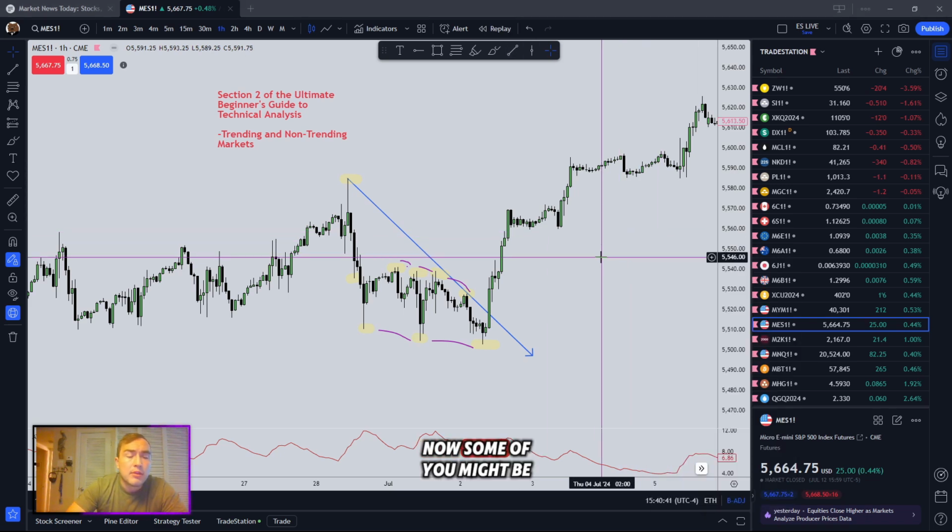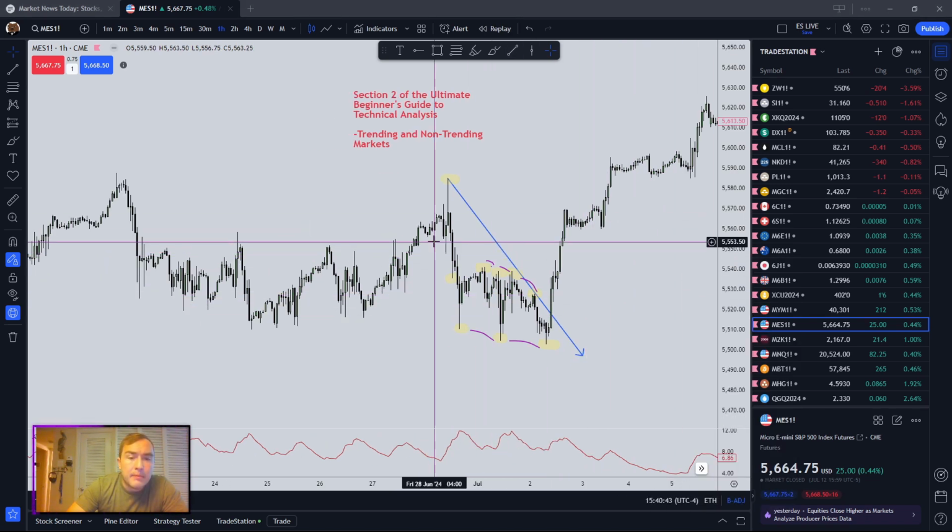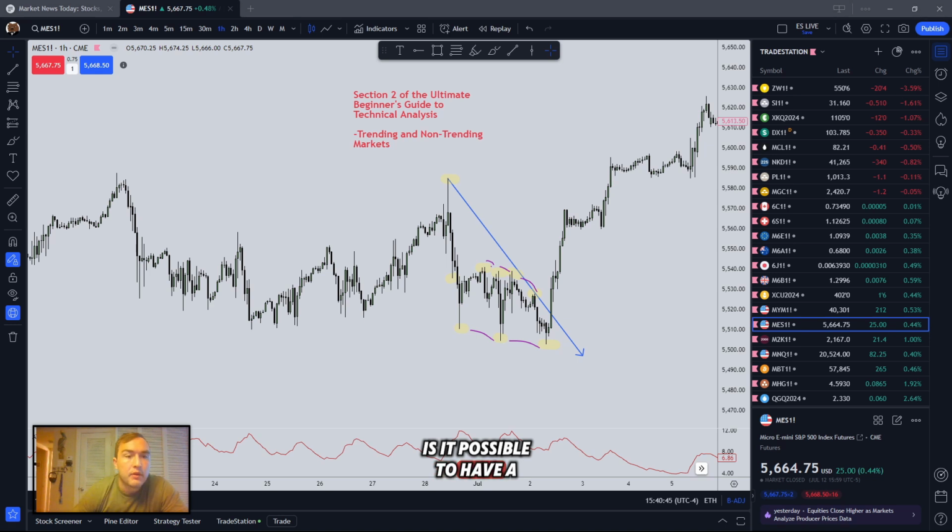Now, some of you might be wondering, is it possible to have a downtrend within an uptrend, or an uptrend within a downtrend? Because you're immediately thinking, hey, this isn't perfect. Yeah, it's not perfect. Trends come in all different time frames. They come in all different shapes. There are short-term trends, so there are trends that might last 5 to 10 minutes. There are medium-term trends, and then there are long-term trends.